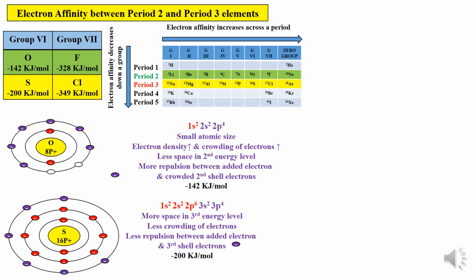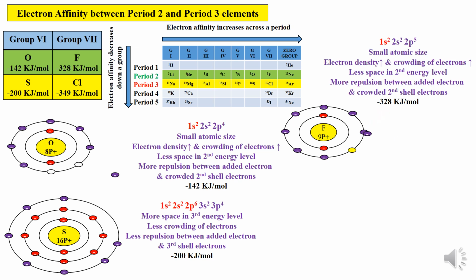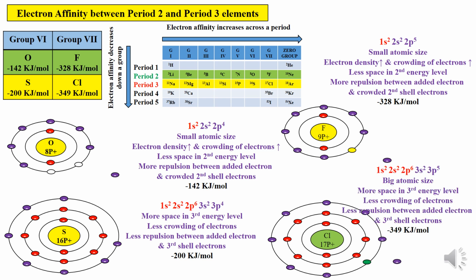So the same explanation holds good even for fluorine and chlorine. So the sulfur easily accepts the electron. It has more space and it is bigger in size. The same explanation holds good even for fluorine and chlorine, which I have already explained. So there is repulsion between the added electron and the second shell electrons because of small size and less space. So electron density is more in the second shell of the fluorine atom. And chlorine, more space, bigger size, it readily accepts the electron, which I have already explained.